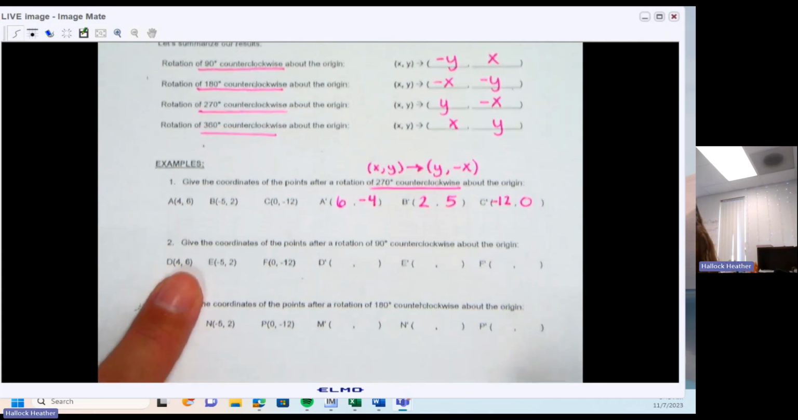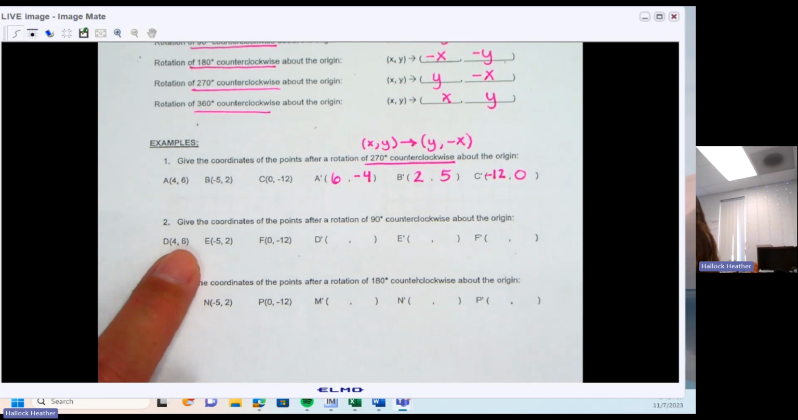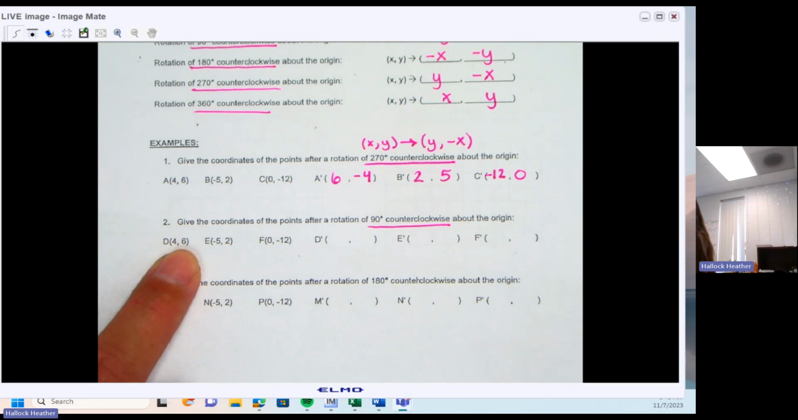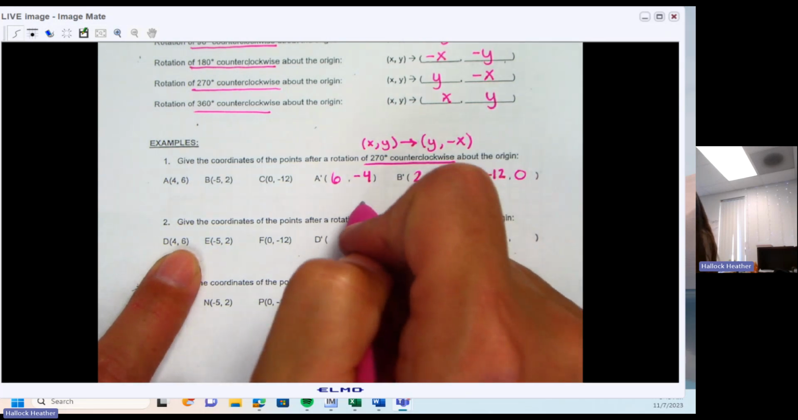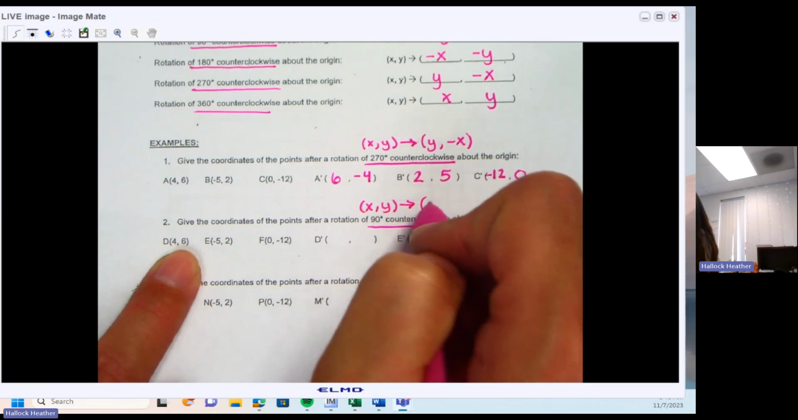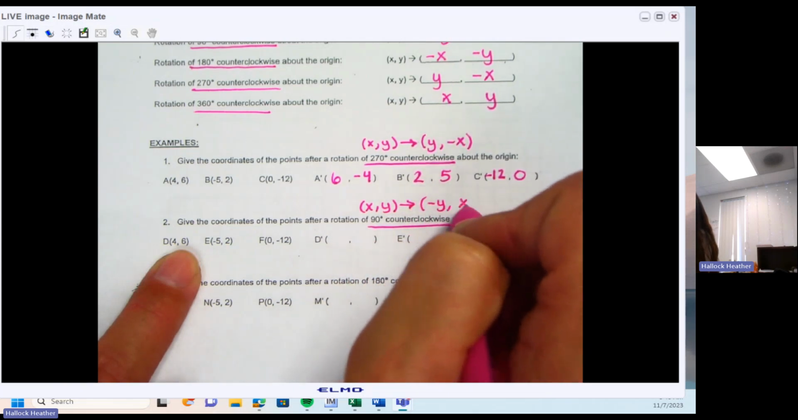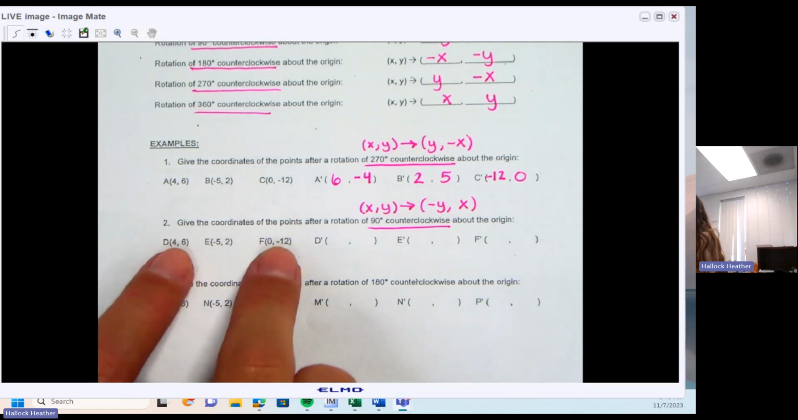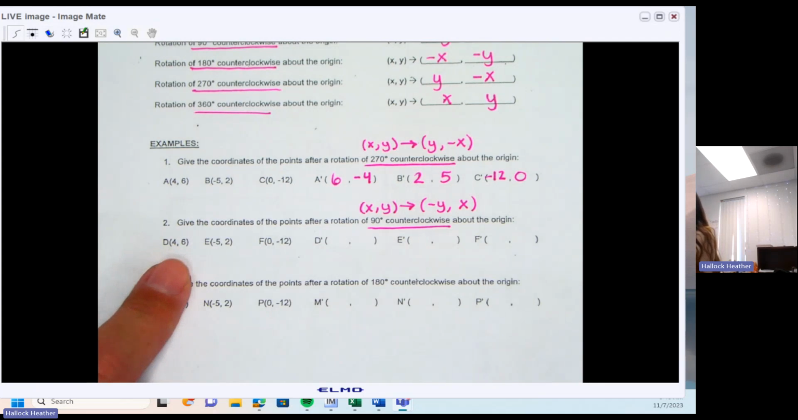Okay. Question 2 says, give the coordinates for the points after a rotation of 90 degrees counterclockwise. So for 90 degrees, the rule is you're taking your coordinate point x, y and changing it to -y, x. So you're flipping it, and the front number is changing its sign. Take a second, try D, E, and F. See if you can figure it out.